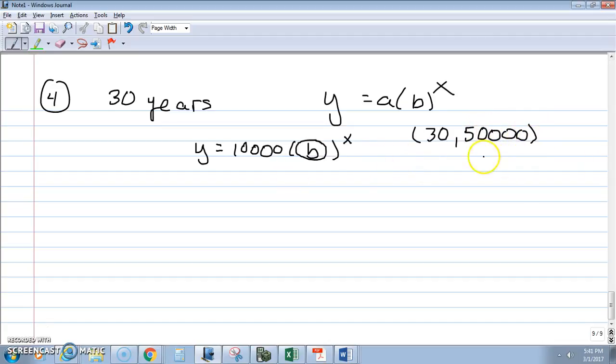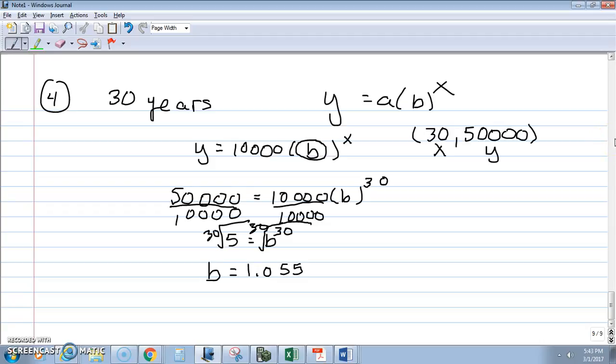So he gave us a point to use in order to solve for b. What's the value that he gave us for y? $50,000 is equal to $10,000 at what rate? So b. After 30 years. So x goes in for 30. This is x. This is y. I'm going to pause this and solve this because I don't have a lot of time left on this video. And then I will come back on and you can look through it and see if you understand.